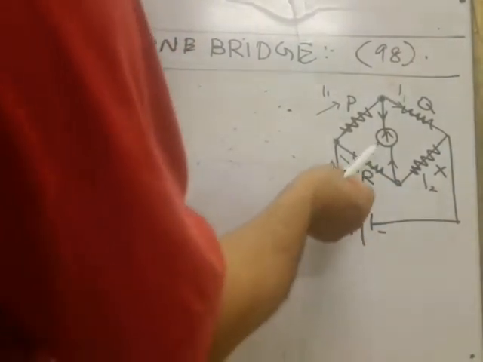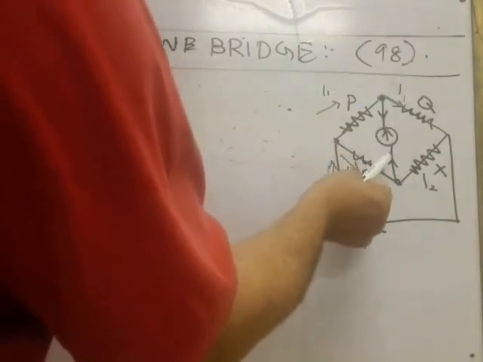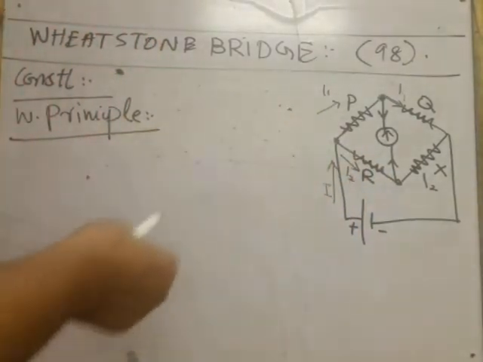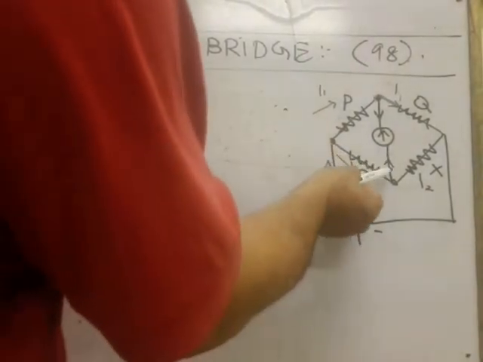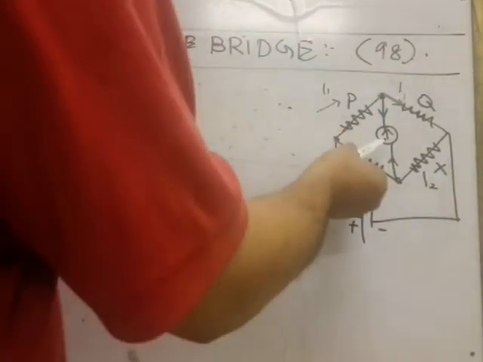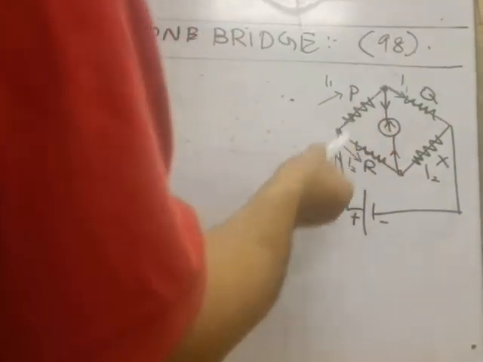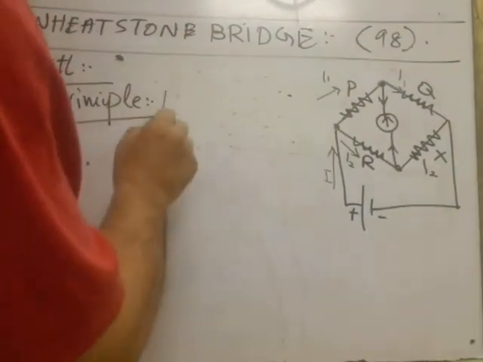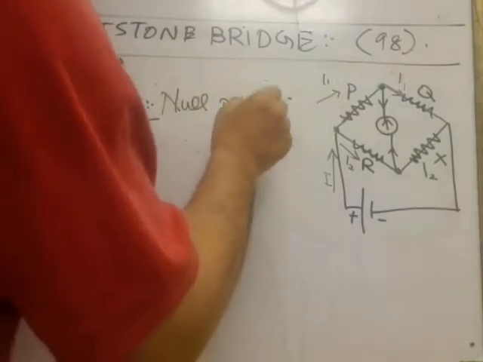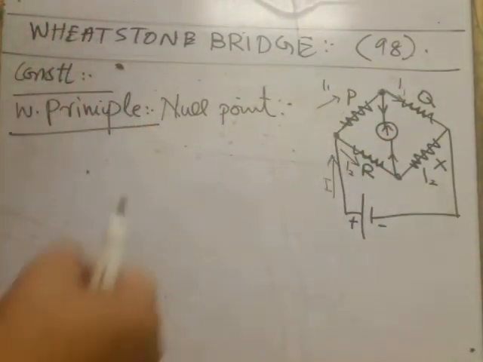How can we say the deflection of the galvanometer is 0, even if we can see that currents are passing through the galvanometer? It happens only in this condition: the magnitude of the current moving up is equal to the magnitude of the current moving down. So the net effect of the current through the galvanometer is 0, and the galvanometer shows 0 deflection. That point is called the null point. Null point is that point where there is no deflection shown by the galvanometer, even though currents are passing through it.